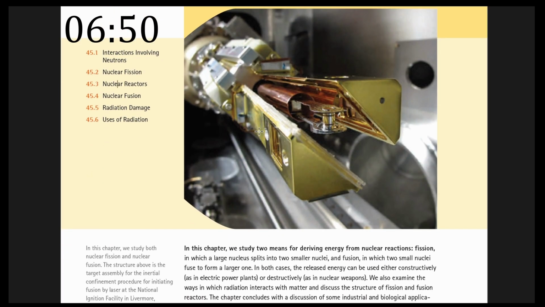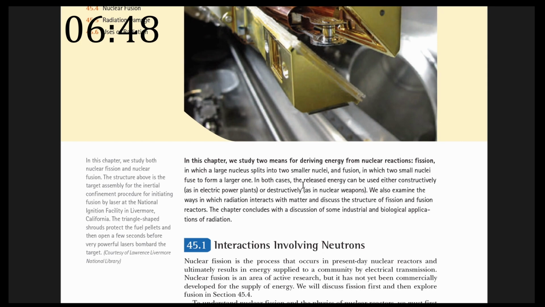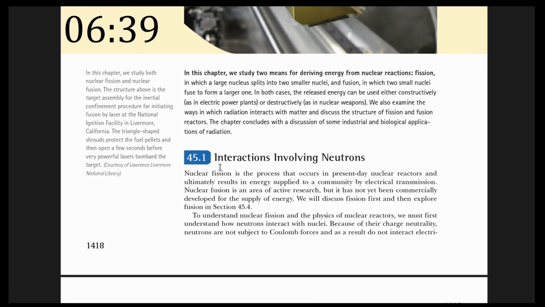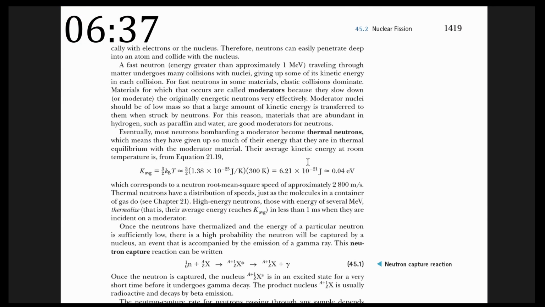6 minutes, 48 seconds. In this chapter, we study 2 means for deriving energy from nuclear reactions: fission, and there should be fusion here. Anyway, I'm gonna zoom through. Interactions involving neutrons. Let's just look at the equations. I'm interested in the equations here.